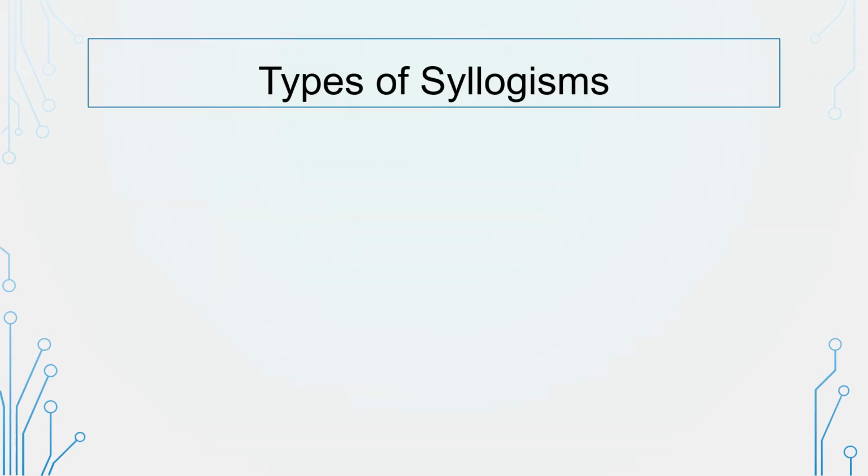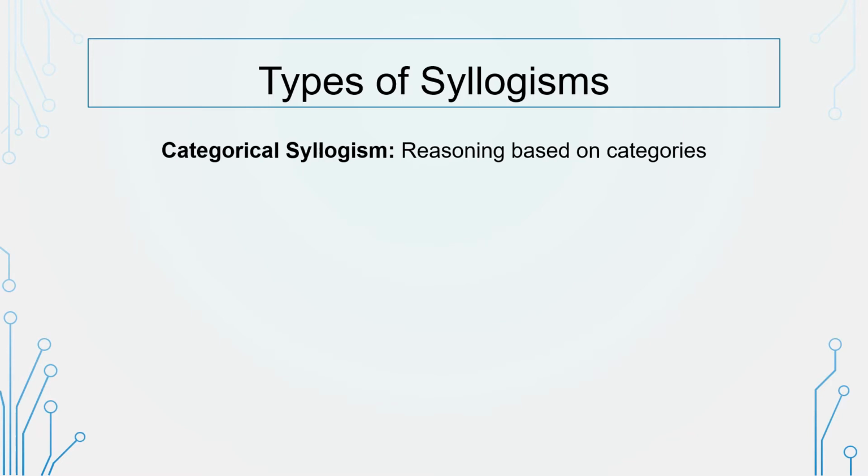Now that we've defined syllogisms and discussed the three different components that make up a complete syllogism, let's take a look at the three different types of syllogisms that exist. The first type of syllogism we'll look at is the categorical syllogism, which is reasoning based on categories. Let's look at an example of this below.